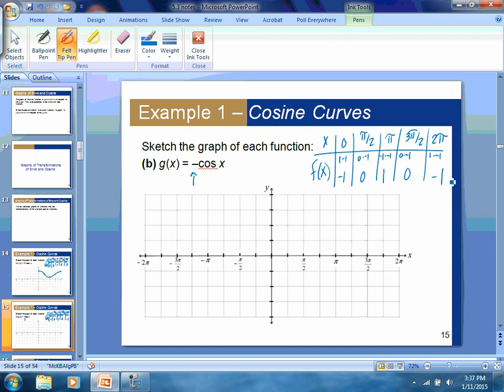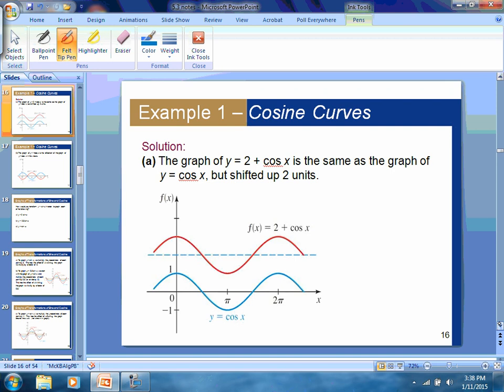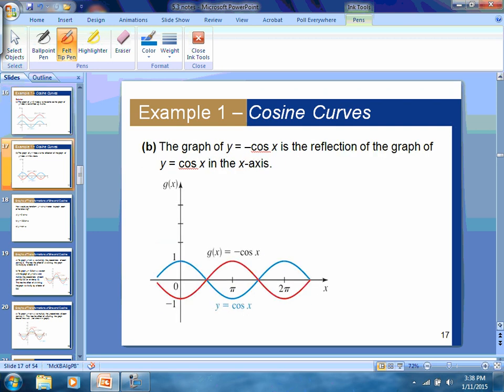So now I can see that my graph is basically going to be flipped upside down. I'm going to start at negative 1, then I'm going to go to 0, and then 1, and then back down to 0, and back down to negative 1. So my graph has been reflected or flipped around the x-axis. Okay, so there's the book graph of the example A that we did. There's the book graph for example B.